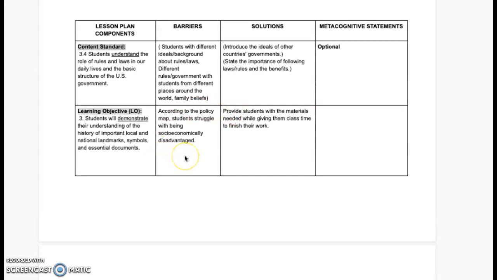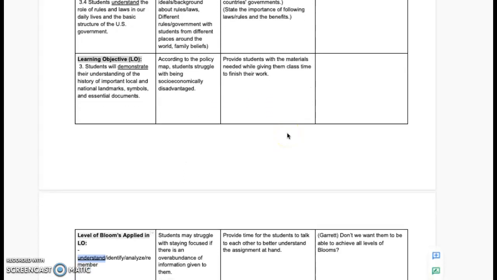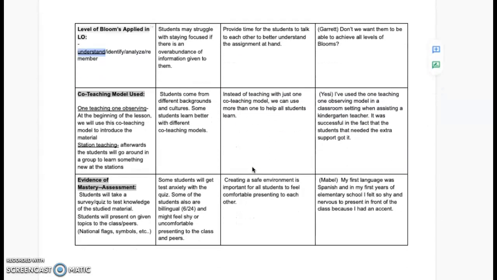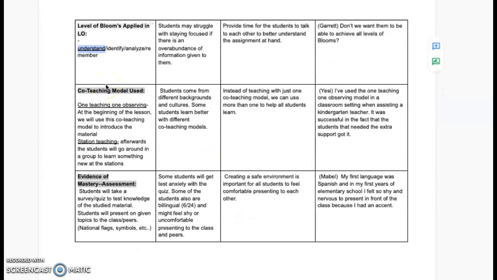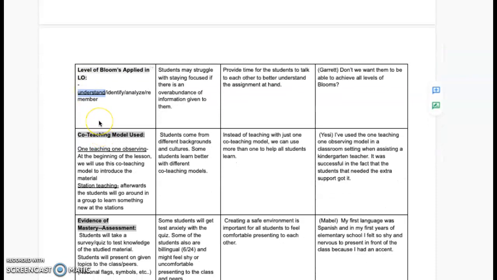Here we have a barrier. According to the policy map for the school we chose, students struggle with being socioeconomically disadvantaged. So what us teachers came up with as a solution is to provide students with the materials needed while giving them class time to finish their work. For the levels of Bloom's applied in this learning objective, we did understand, identify, analyze, and remember.